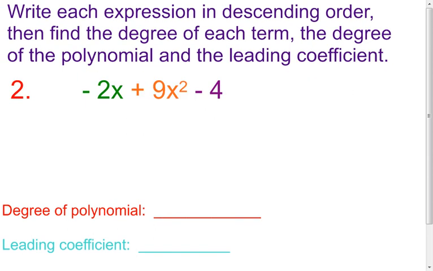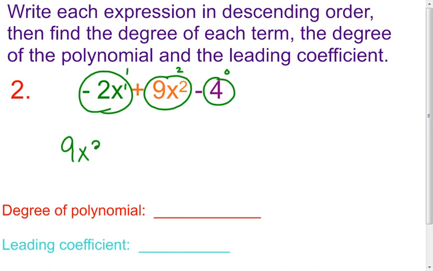Moving on to the next one. This term right here has an exponent of 1, so it has a degree of 1. This term right here has an exponent of 2, degree of 2. This term right here does not have an exponent, so it has a degree of 0. By the way, this would be called a trinomial because it has 3 terms to it. So if I ask you what type of polynomial it is, you would call it a trinomial, because it has 3 terms. Okay, if I write these in descending order, then I would have 9x squared minus 2x minus 4, sorry.